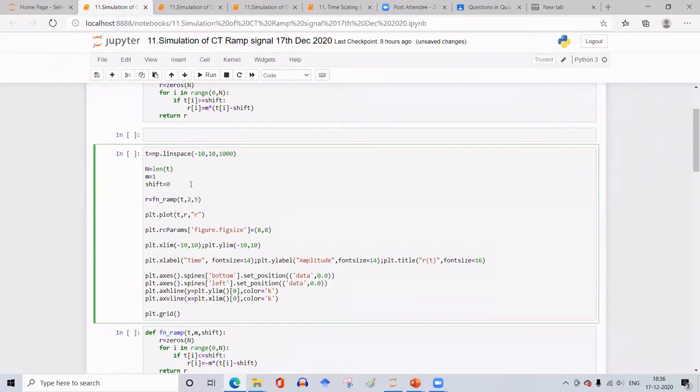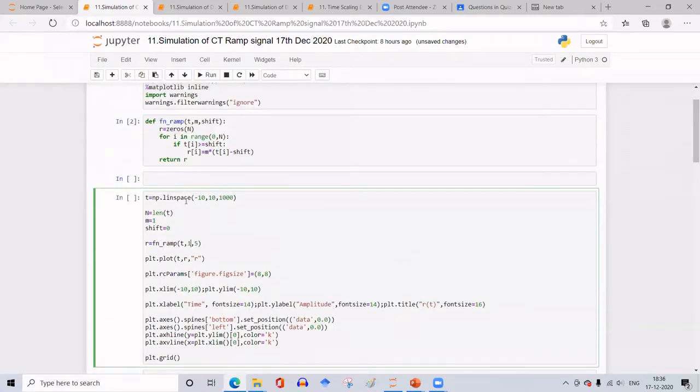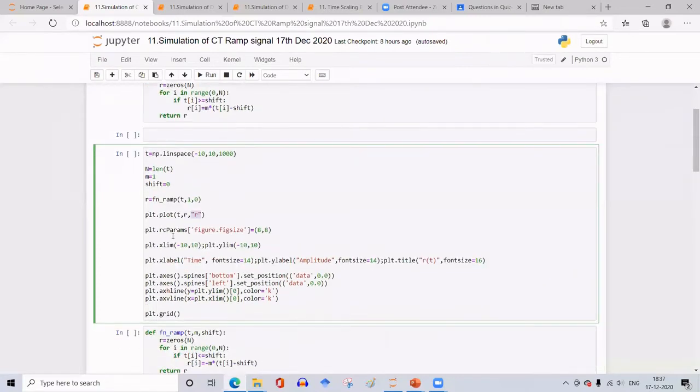Let me first get the unit ramp with M equal to 1 and shift equal to 0. And next I'm plotting this with x-axis T and y-axis the R that I get back after executing this function definition. And I'll plot it with a red color. Okay. So you can get the keys from the documentation I have mentioned in the previous class for different colors.